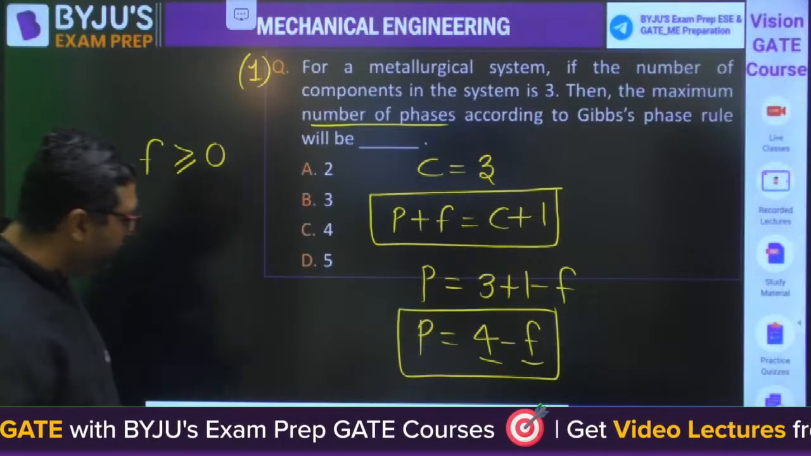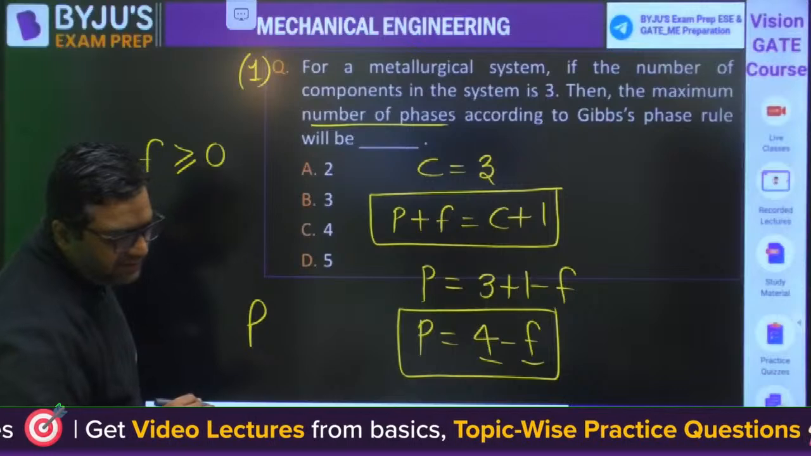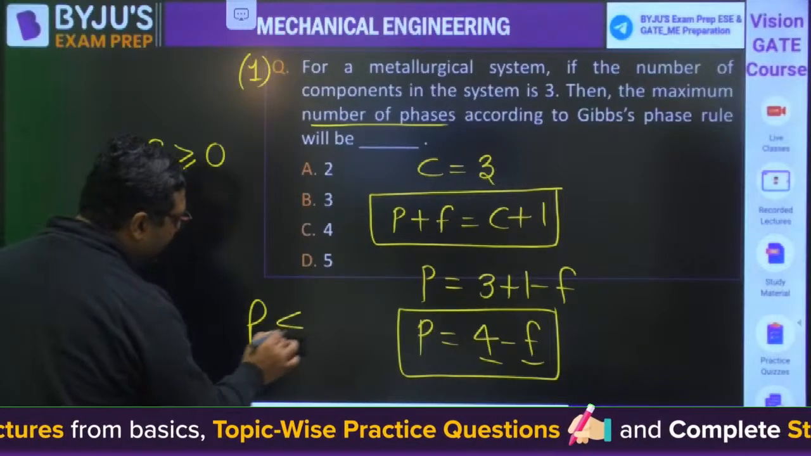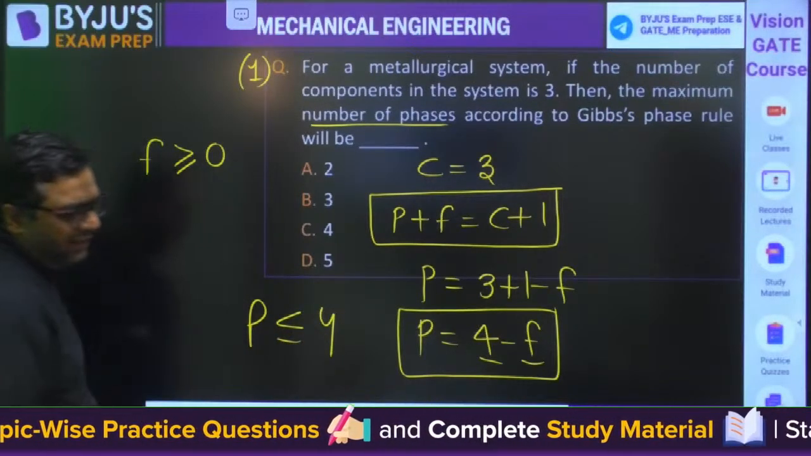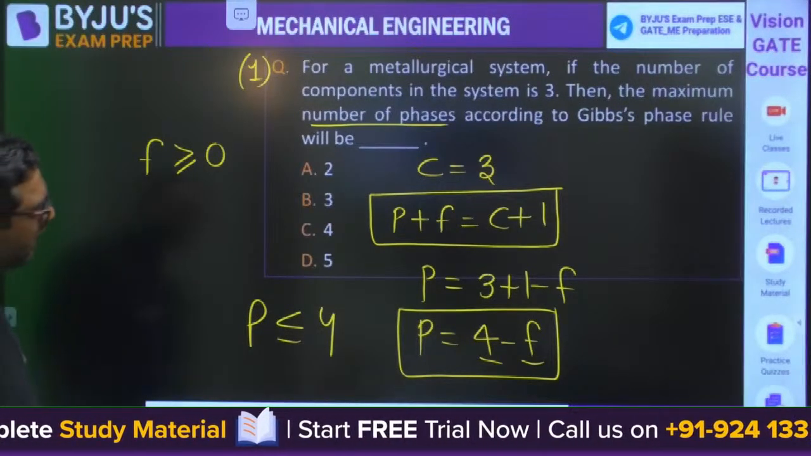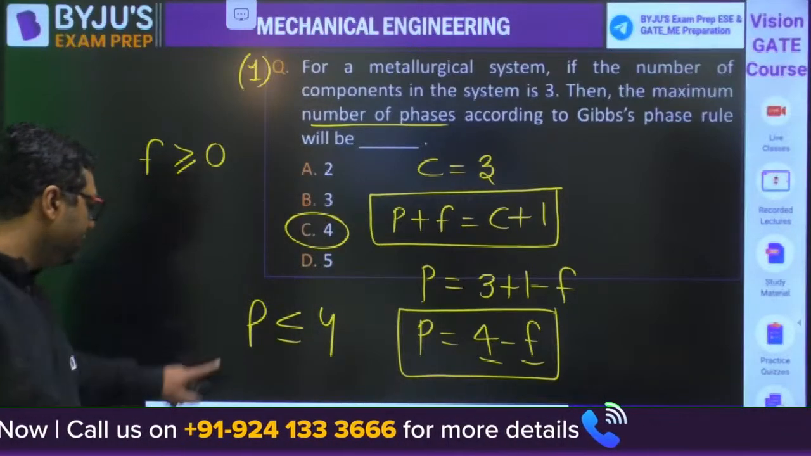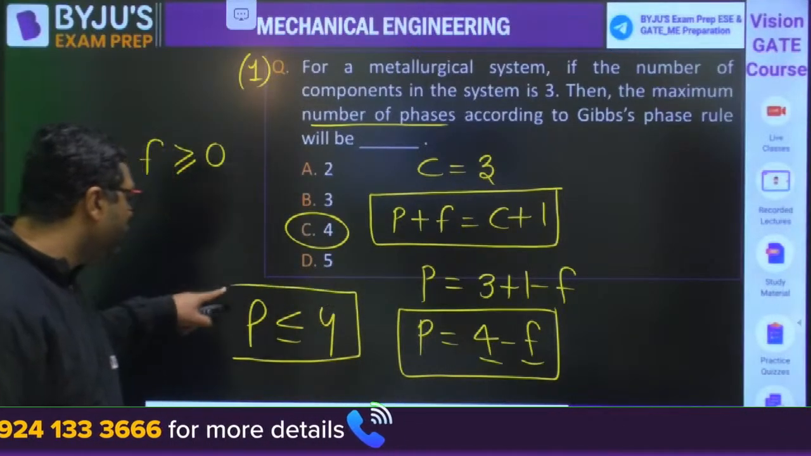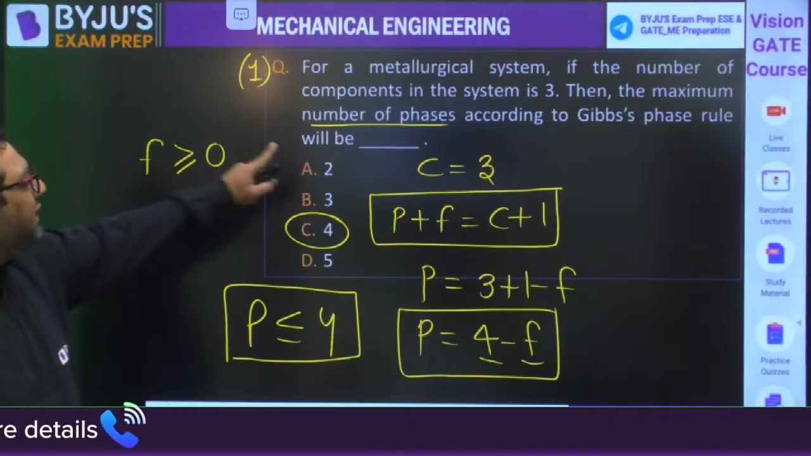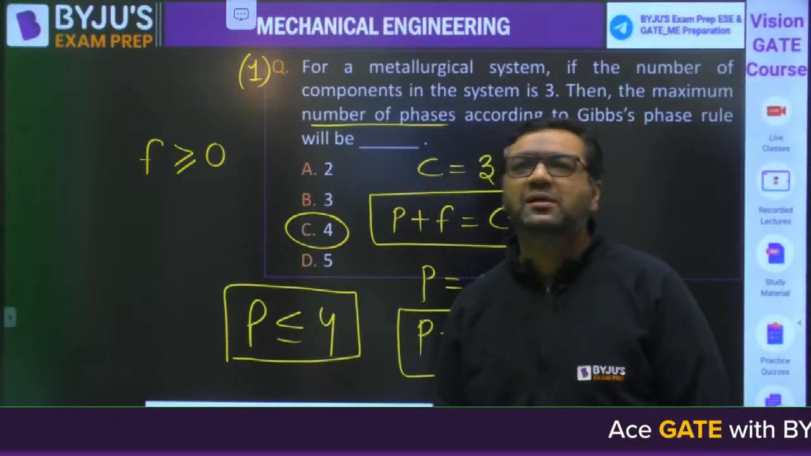When F is 0, the number of phases is always less than or equal to 4. So if they are less than or equal to 4, what should the answer be? 3 or 4? It should be 4 now, because it can be less than or equal to 4. They are asking for the maximum number of phases. Is it clear or not?